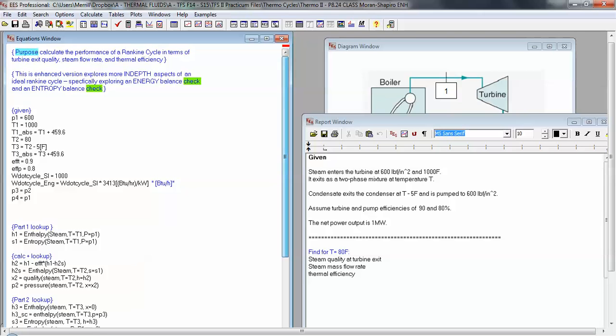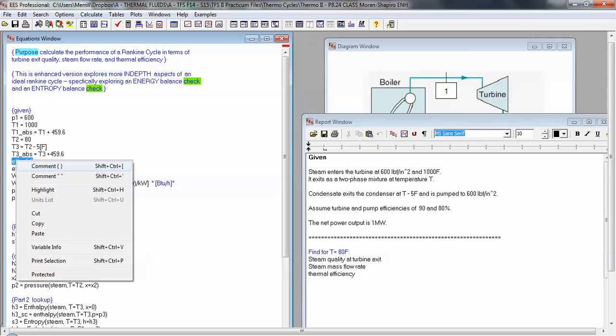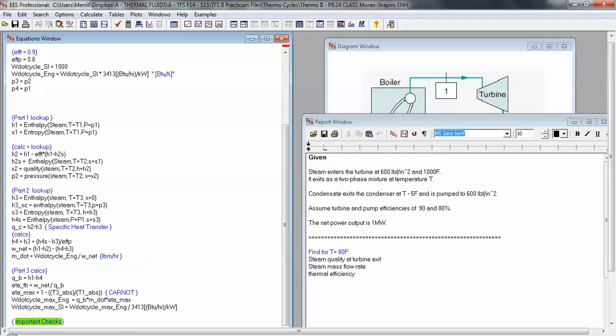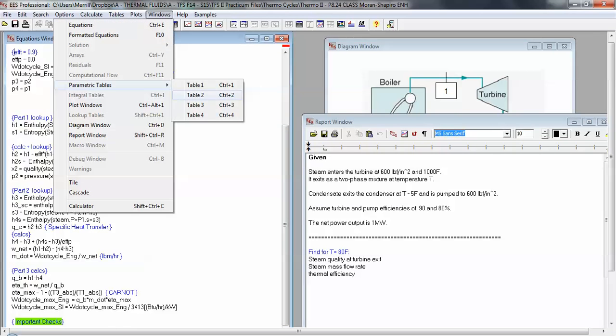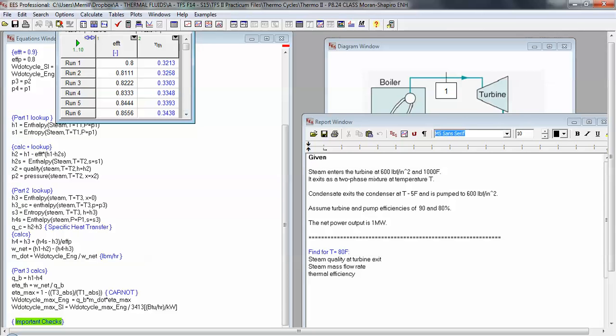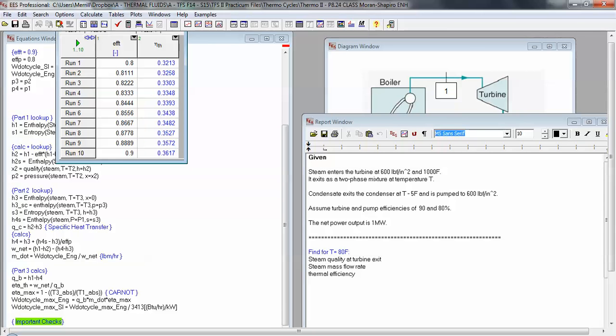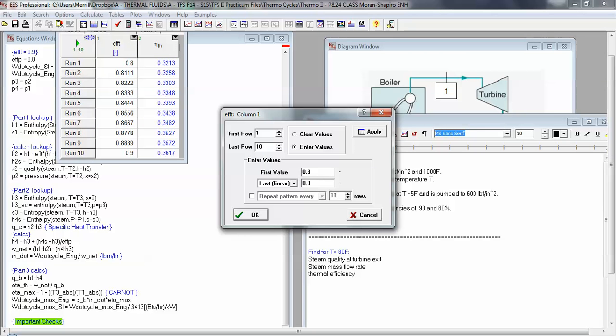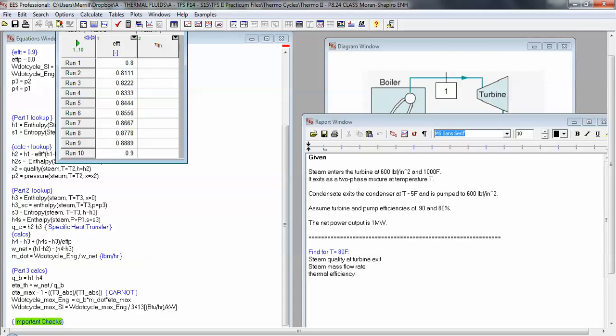I hope this was useful, and it certainly unlocks some interesting abilities to do parametric studies. If you want to look at the impact of, let's say, the turbine efficiency, you would highlight this, add a comment. Notice that when I check my equations, there's one less equation available. I would then go into a parametric table and vary that turbine efficiency, in this case from 0.8 to 0.9. How do you do that? You say alter values, put in 0.8 to 0.9, click OK. You click the thermal efficiency, you hit go, and that would be the impact of turbine efficiency.